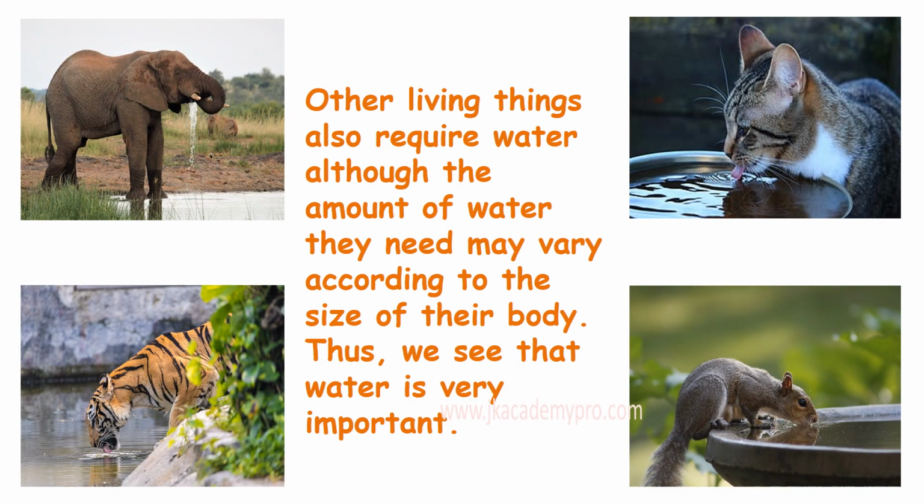Not only human beings, but even other living things also require water, although the amount of water they need may vary or may depend on the size of the body. Like elephants and tigers are huge animals, so they require a lot more water than cats, squirrels, dogs. They require less water. Thus, we see that water is very, very important for all living things on this earth.